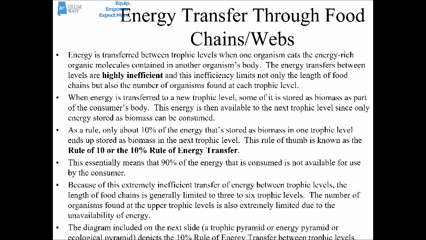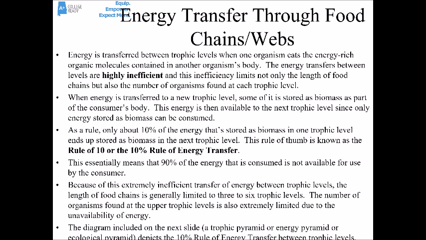So let's talk about energy transfer through a food chain or food web. Energy is transferred between trophic levels when one organism eats the energy-rich organic molecules in another organism's body. These energy transfers are very, very, very inefficient. And because they're so inefficient, this limits not only the length of the food chain and the number of trophic levels, but also the number of organisms found at each trophic level.